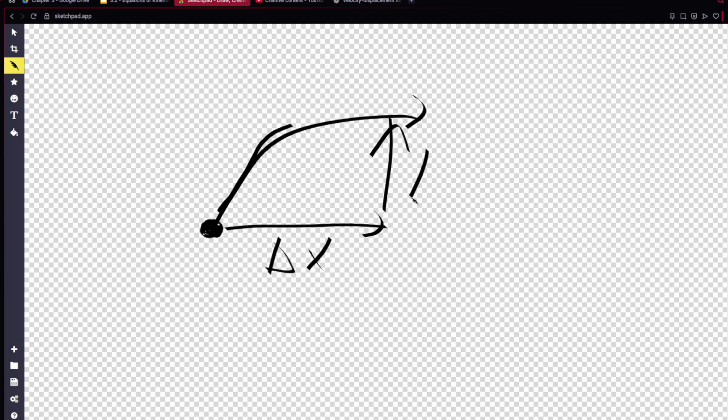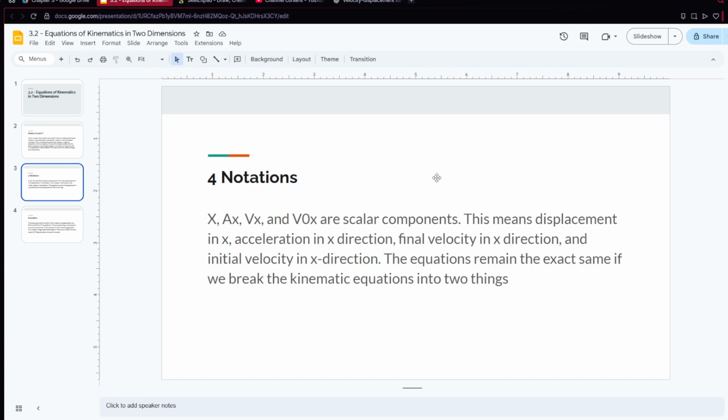When we're measuring a ball, and let's say we throw it this way, we're not going to measure the parabolic curve. Instead, we're just going to measure the change in x and the change in y direction. So the motion in the x direction, the motion in the y direction. Let's extrapolate this even further.